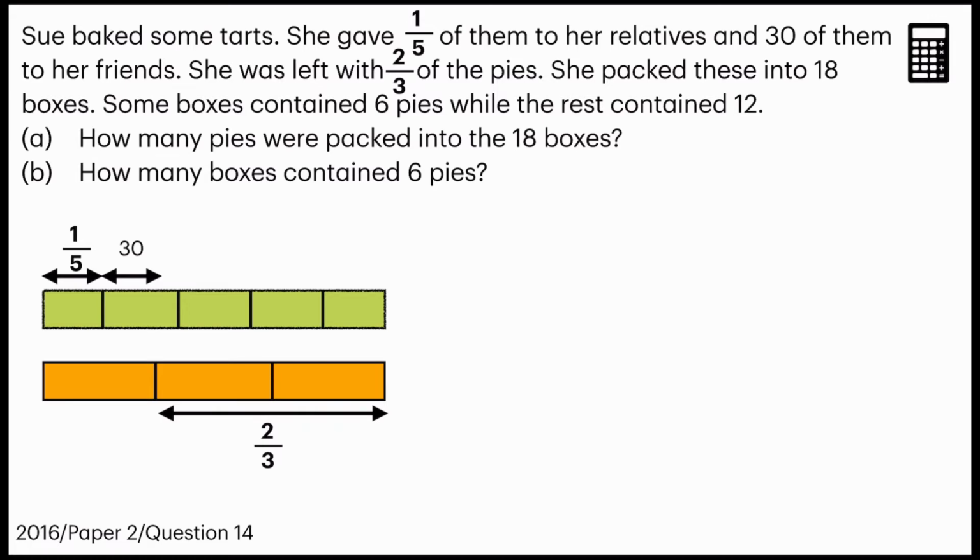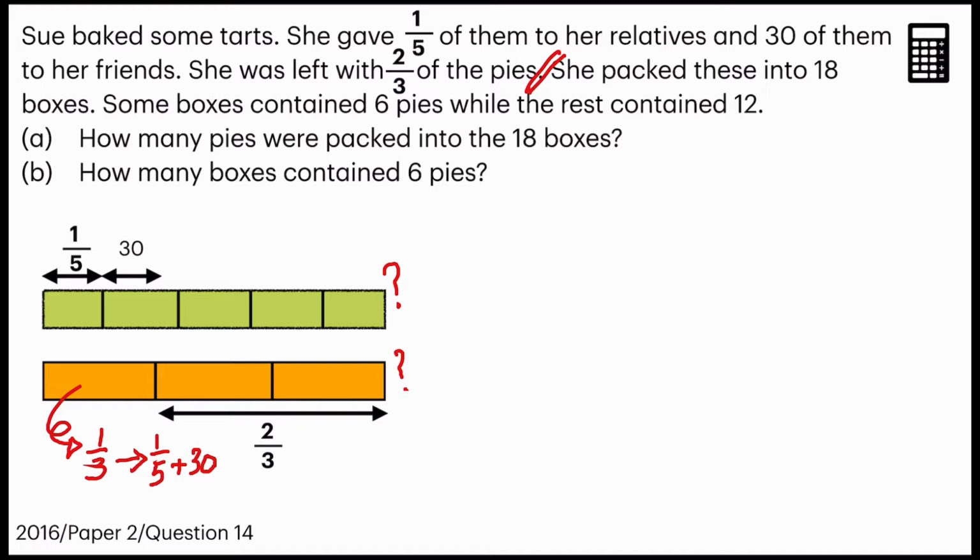So, what can we infer from this part of the story? We can infer that this unit here, that is in orange, which is 1/3, is actually equals to 1/5 plus 30 of the tarts. Okay, so now let's pause and think, what can we do? We shall not continue reading on the question until we can find out how many tarts there are.